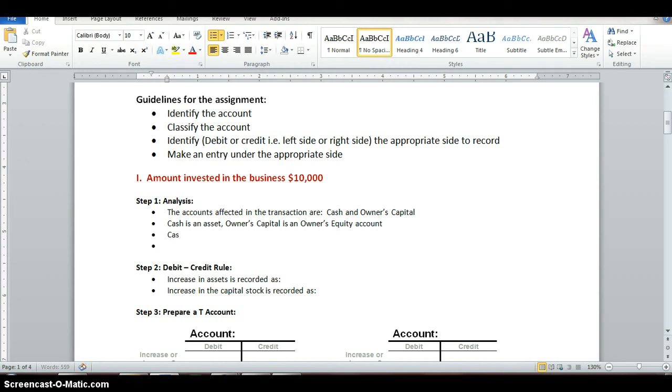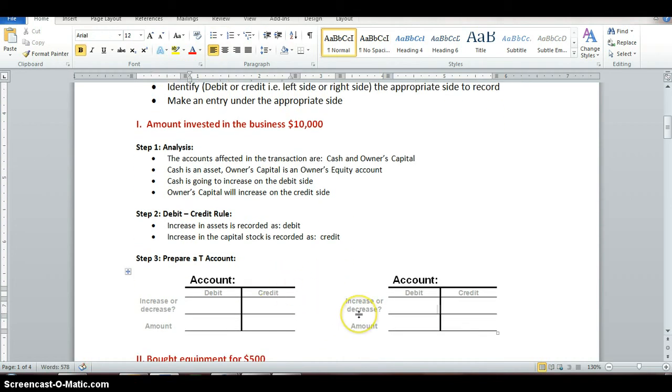And then that means cash is going to increase on the debit side, and owner's capital will increase on the credit side. And so our increase in assets, just again to review, is recorded as a debit. An increase in capital stock is recorded as a credit. Take some spaces out here. Okay, and then we just copy that information over down into here.